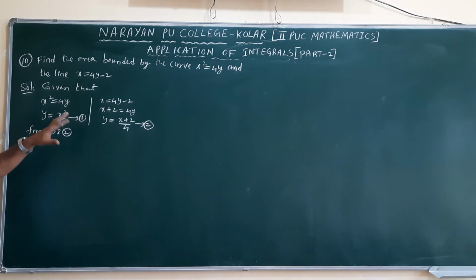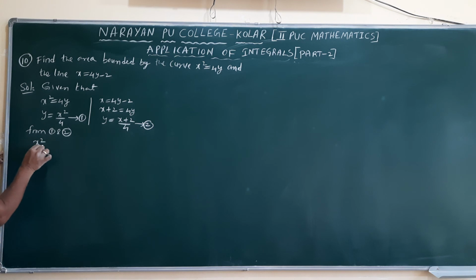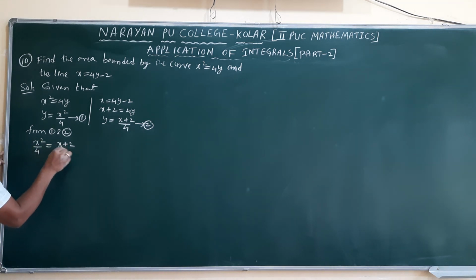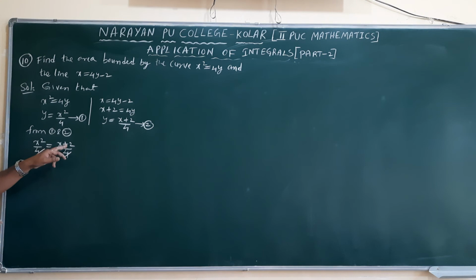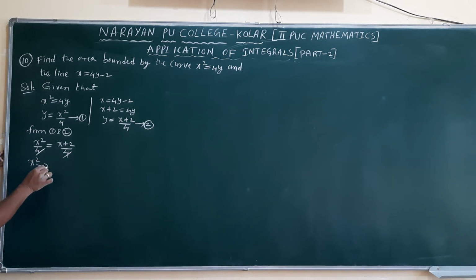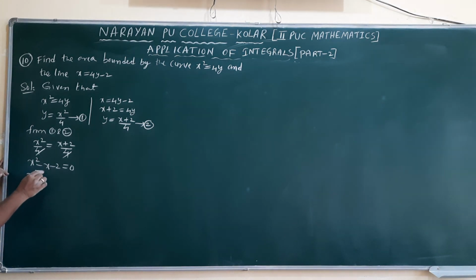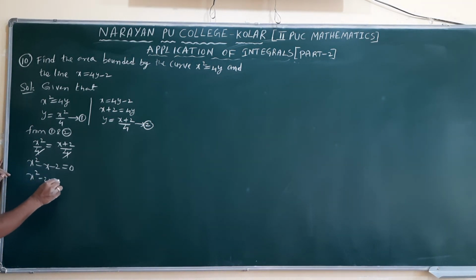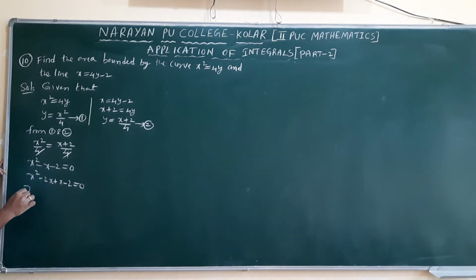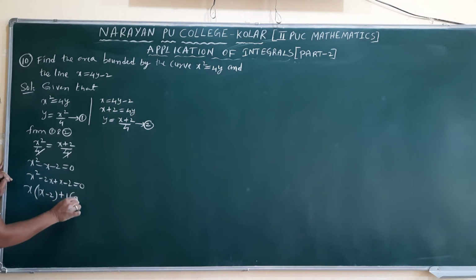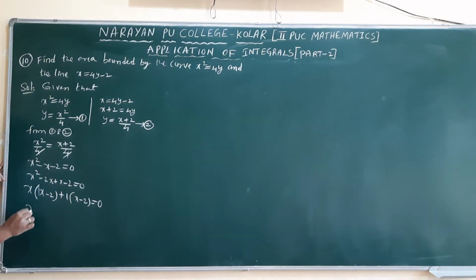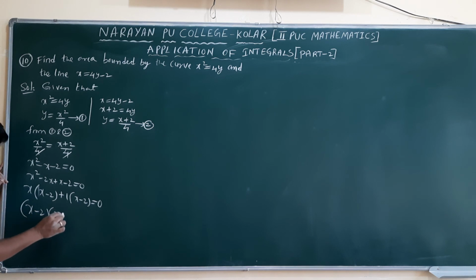On both sides the left side is y, so you can equate the right sides. 4, 4 cancel. Send these two values to this side: x square minus x minus 2 equal to 0. Factors of minus 2: minus 2x plus x minus 2 equal to 0. x common, x minus 2, plus 1 common, x minus 2. Now x minus 2 into x plus 1 equal to 0. From this the x value is either minus 1 or 2.